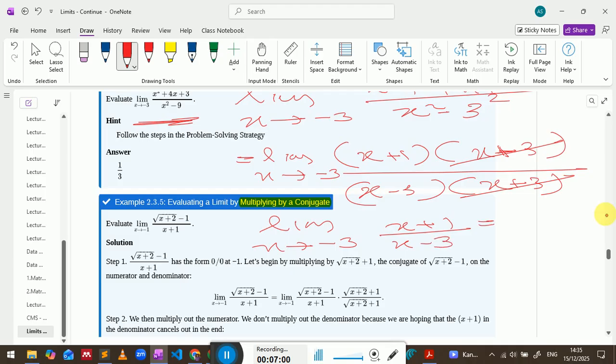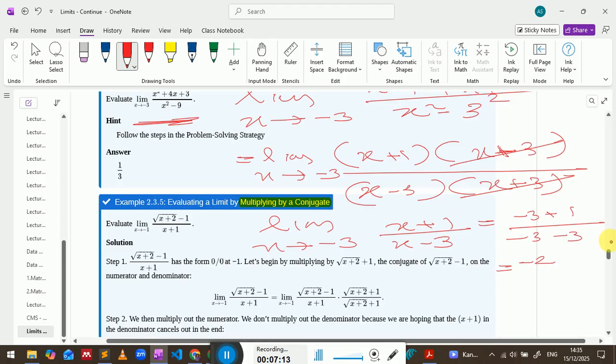Now if you directly put the value minus 3 for x, we get minus 3 plus 1 over minus 3 minus 3. So minus 3 plus 1 is minus 2, over minus 6. Minus into minus is plus, so 2 over 6, which is equal to 1 over 3. This is the answer we are getting. This is how we can apply factorization techniques and find the answers.